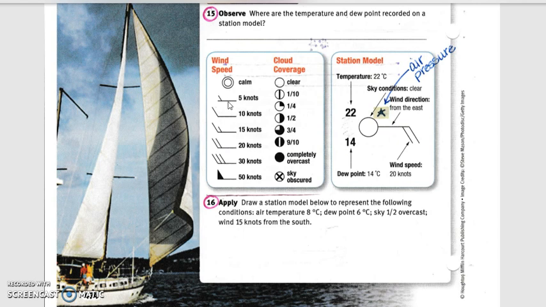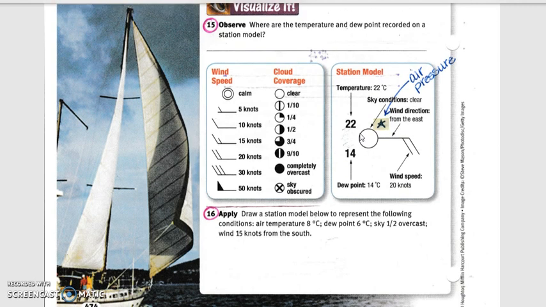So if the wind is only blowing at about 5 knots, we're just going to put a little half feather. If it's blowing 10 knots, we're going to put 1 full feather. 15 knots, a full feather and a half feather. 20 knots, 30 knots. If it's blowing 50 knots, then we put a little triangular flag. If the wind is not blowing at all, then we just draw a circle outside of our station circle, okay? And we'll say that the winds are calm.